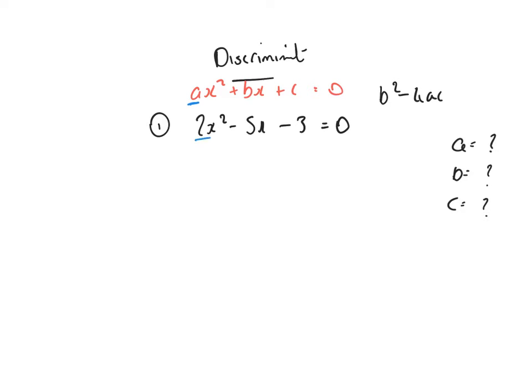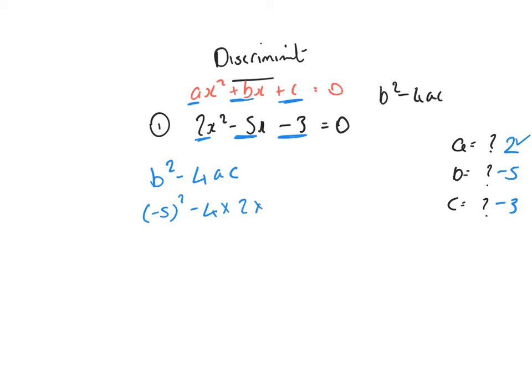We can see that a is 2, b is minus 5, and c is minus 3. We're going to state the nature of the roots by calculating the discriminant. b squared minus 4ac, where b is minus 5, so it's minus 5 squared, minus 4 times a, which is 2, times c, which is minus 3. Minus 5 squared is 25, and then minus 4 times 2 is minus 8, and minus 8 times minus 3 is plus 24. 25 plus 24 is 49.